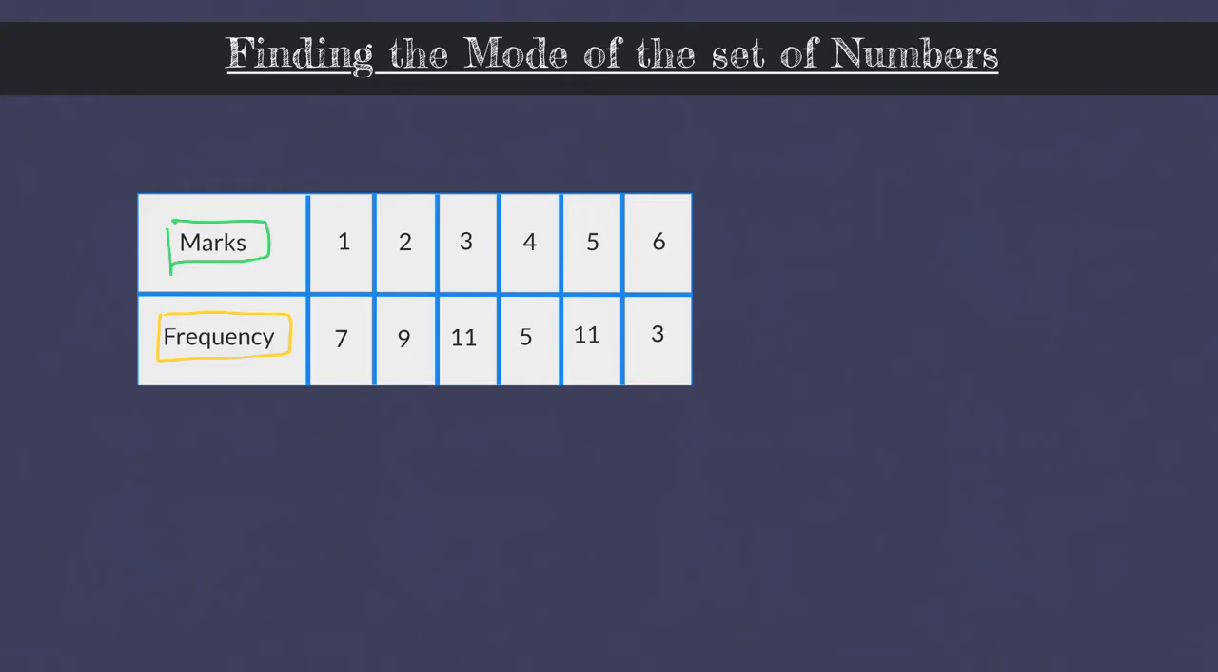So let's take a look at the second column, which is here. This is telling me that based on the class that I have, 7 people got a mark of 1. In other words, I have 7 ones. 1, 2, 3, 4, 5, 6, 7. Looking at the third column, this is telling me that 9 people got a mark of 2. So we have 1, 2, 3, 4, 5, 6, 7, 8, 9, and so on and so forth.